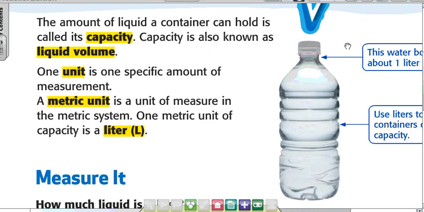Capacity is also known as liquid volume. One unit is one specific amount of measurement. A metric unit is a unit of measure in the metric system. One metric unit of capacity is a liter. So when it's a capital L, like this, that equals liter.